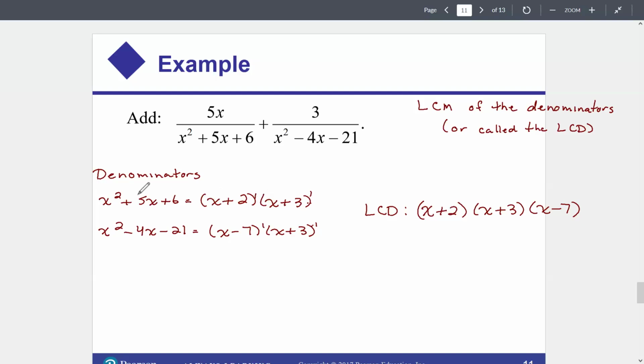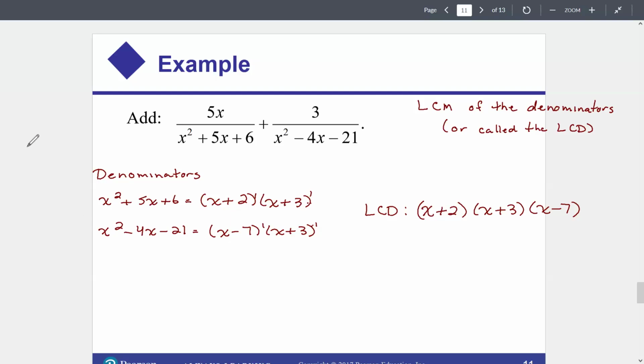And we know if I divided by the x plus 2, x plus 3, then I'm just left with x minus 7. If I divide by the x minus 7, x plus 3, then all I'll be left with is the x plus 2. So both of my denominators are divided into this number.